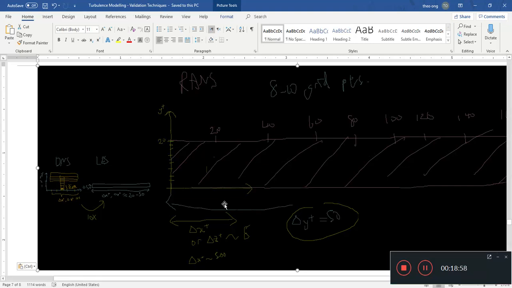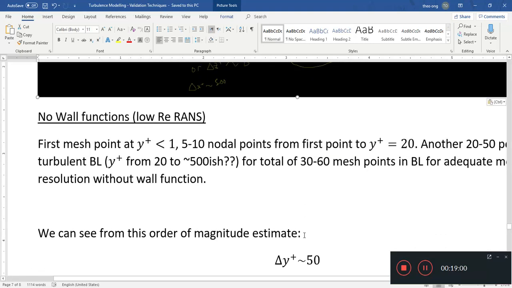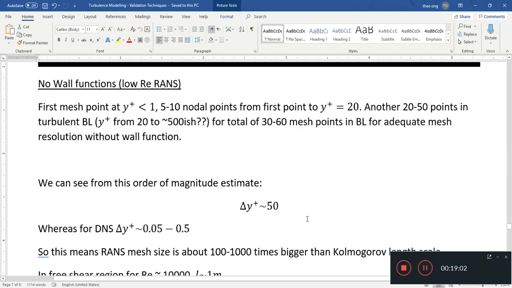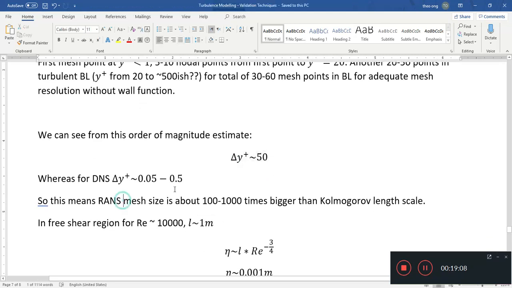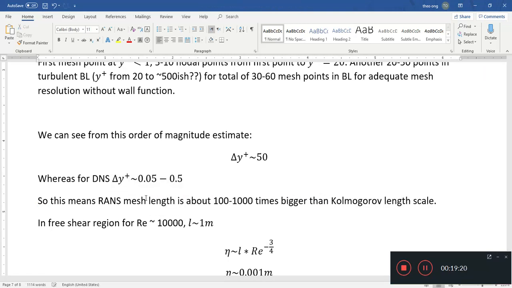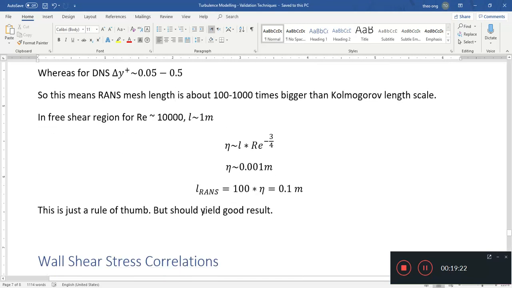After that, you have a y plus of about 50. So you can see from this order of magnitude estimate that this y plus here equals 50. So that means this typical RANS mesh is about 100 to 1000 times bigger in terms of length. The RANS mesh length is about 100 to 1000 times bigger than the Kolmogorov length scale.